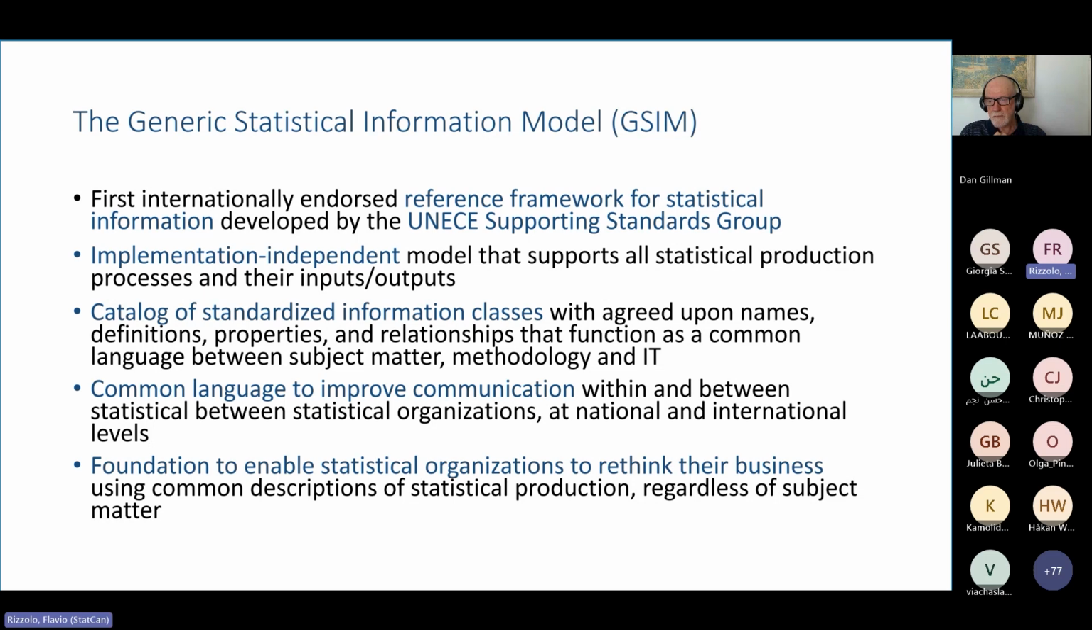In addition, GSIM is a catalog of standardized information classes with agreed upon names, definitions, properties, and relationships that function as a common language between subject matter, methodology, and IT. It's also a common language that can help to improve communication within and between statistical organizations at national and international levels. Last but not least, it's a foundation to enable statistical organizations to rethink their businesses using common description of statistical production, regardless of the subject matter being discussed.